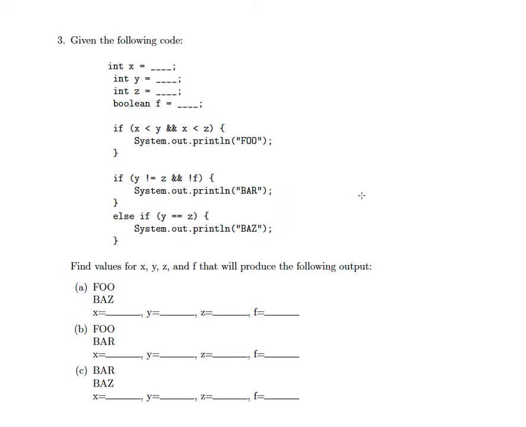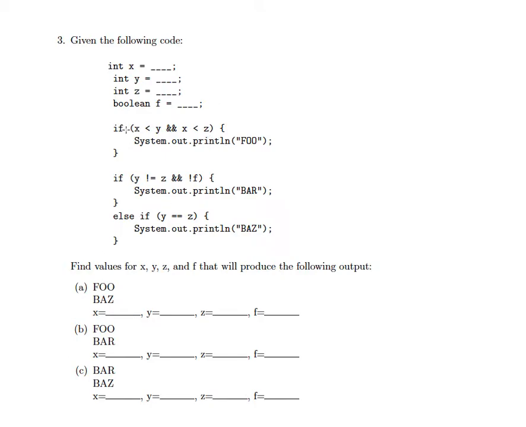Final exam practice video, question 3, if else, continued. And this is now part 3 of question 3. Given the following code, we're supposed to find values for x, y, z, and f so that this output will match. So in the first one, we're trying to get foo to print out.